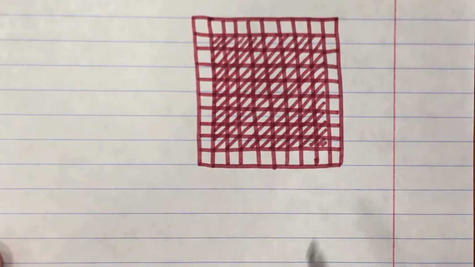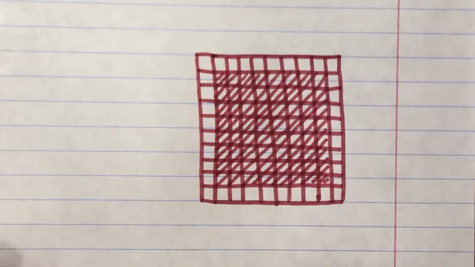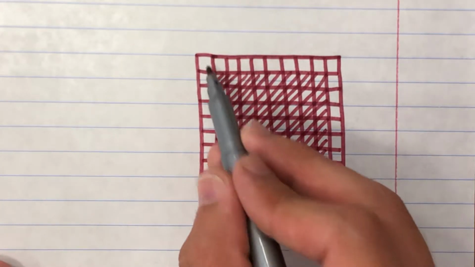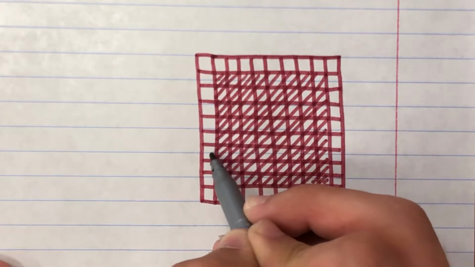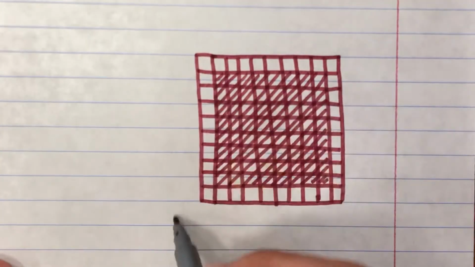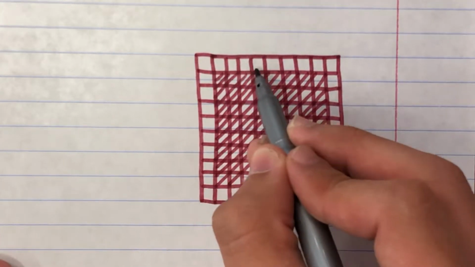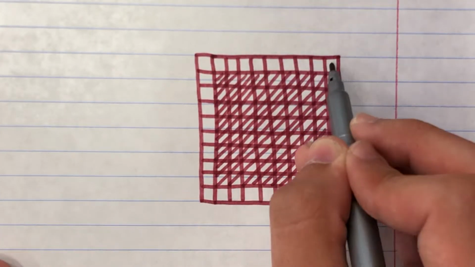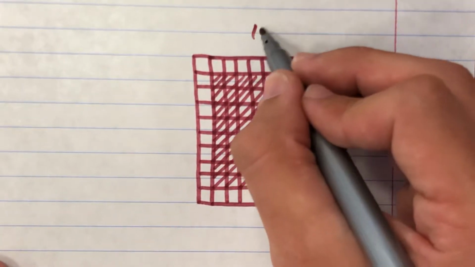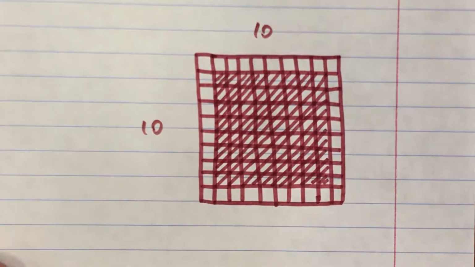So first, let's say we have this 10 by 10 pool here. And you can tell it's a 10 by 10 pool because it has 1, 2, 3, 4, 5, 6, 7, 8, 9, 10 going this way, and 1, 2, 3, 4, 5, 6, 7, 8, 9, 10 going this way. So this is a 10 by 10 pool, all right?